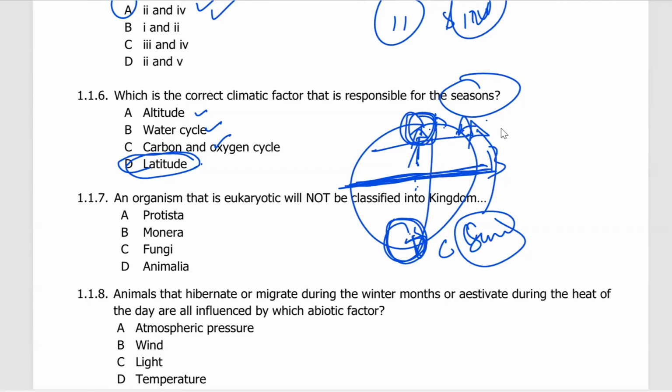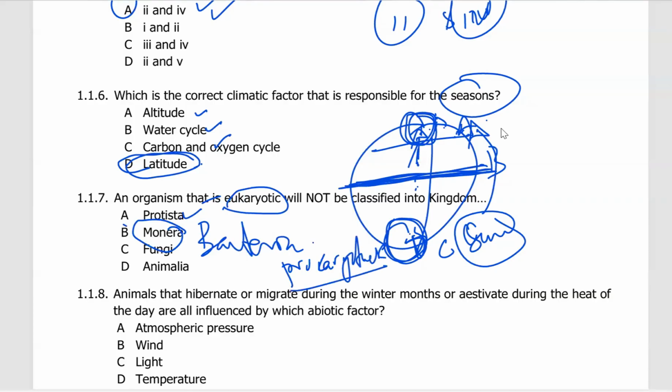Then organisms that are eukaryotic will not be classified into kingdom... So it means that eukaryotes will not be classified in which kingdom? Protista, they have a true nucleus. Monera, these are the bacteria, and bacteria, remember, they are prokaryotes. So it means that it is Monera which is not going to be classified. So you get 2 marks in there. It must be Monera. Fungi, they have true nucleus. Animalia, they also have true nucleus.